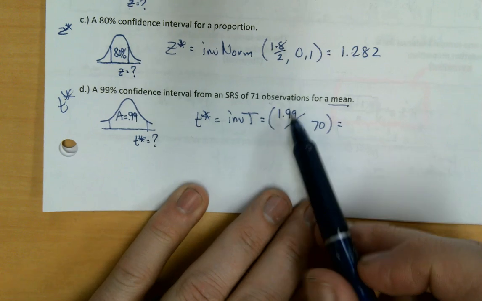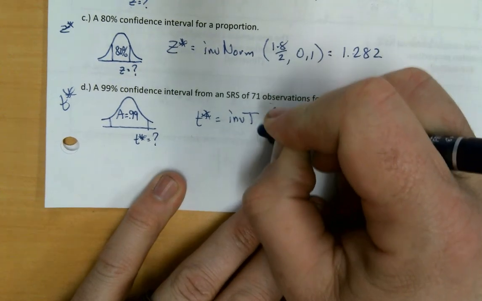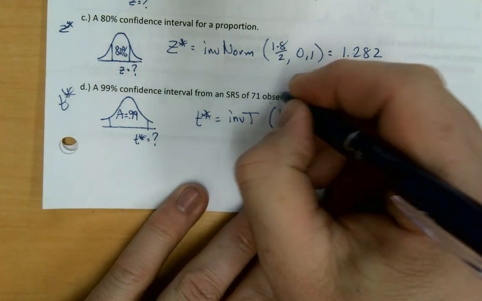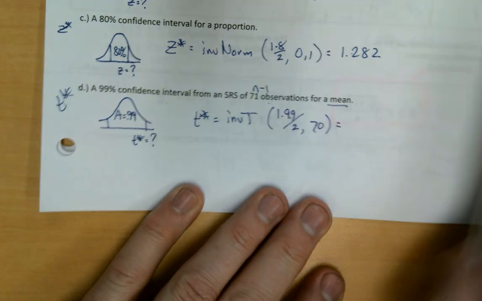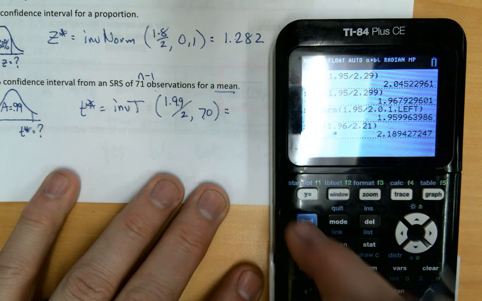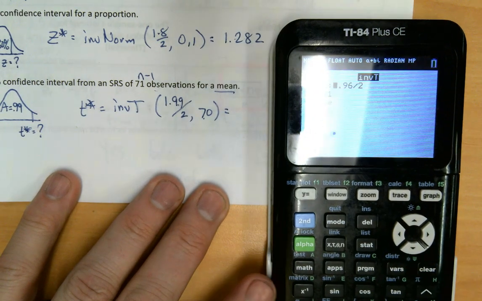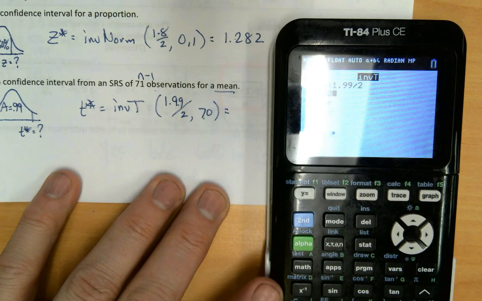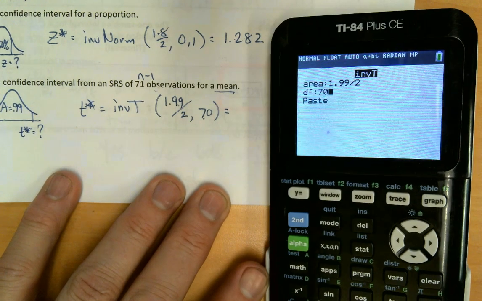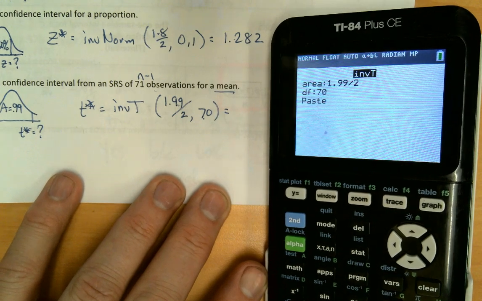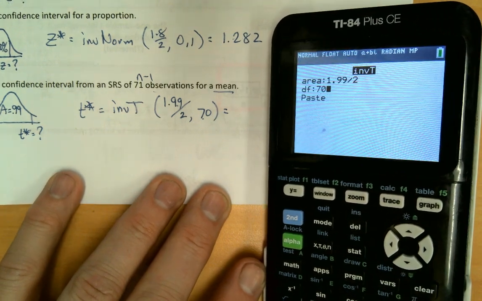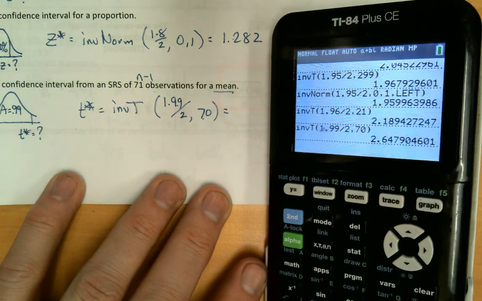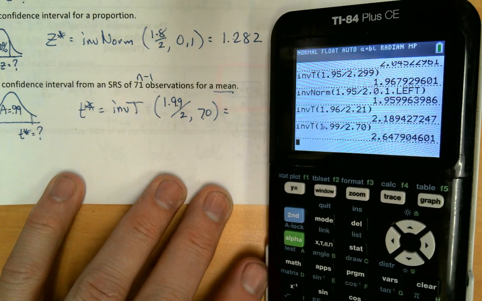So, inverse t on the calculator. Inverse t, my area is 1.99 over 2. My degrees of freedom is 70, because again we do n minus 1. So on the calculator, inverse t, 1.99 over 2. My degrees of freedom is 70. Sorry, you can't see that. There we go. Inverse t, 1.99 over 2. Degrees of freedom of 70. And I get a t-star critical value of 2.648.